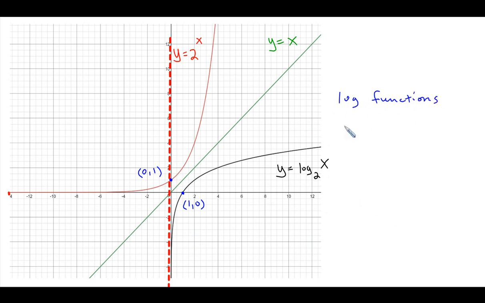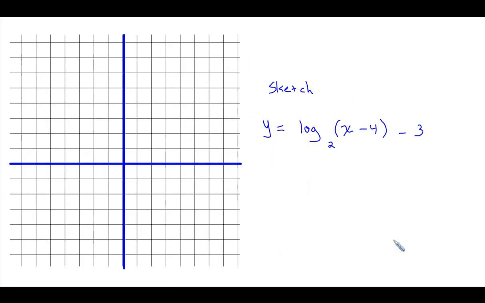So some really key things to remember for log functions: the home point is going to be at 1, 0, unless there are some sort of translations or transformations. Also, log functions have vertical asymptotes. They don't have horizontal asymptotes. If it's a vertical asymptote, remember the equation is going to be x equals some number.